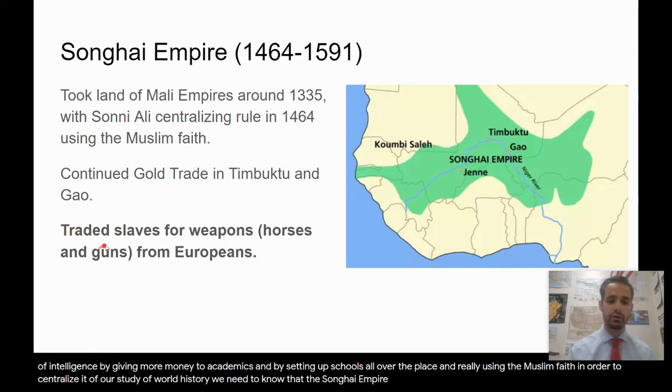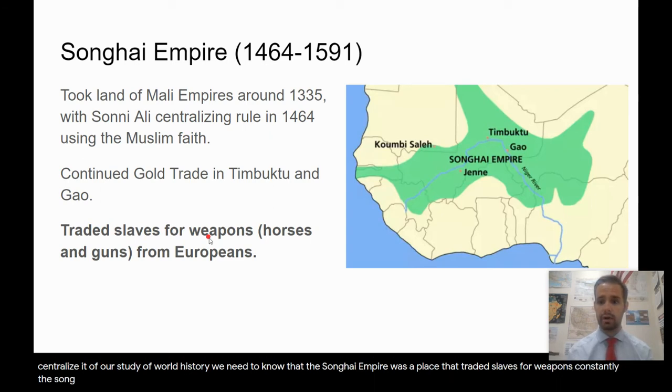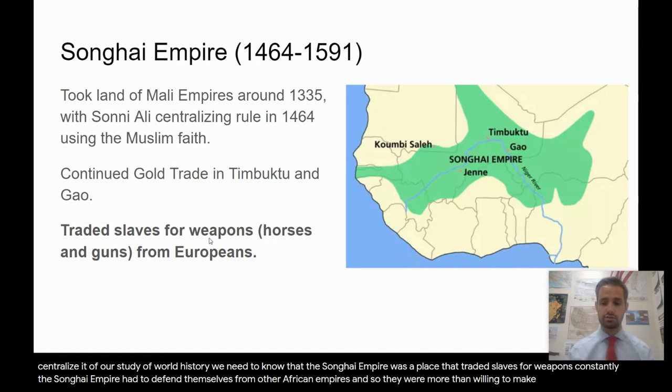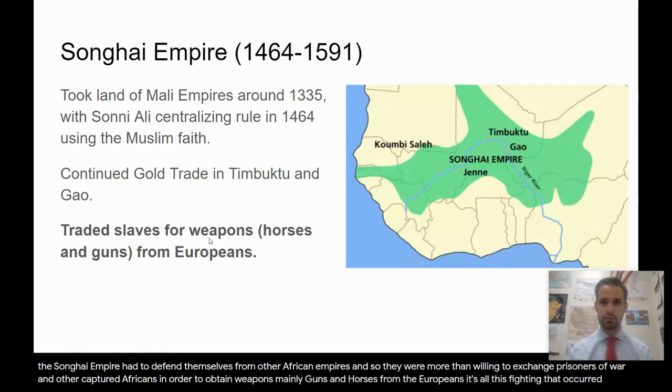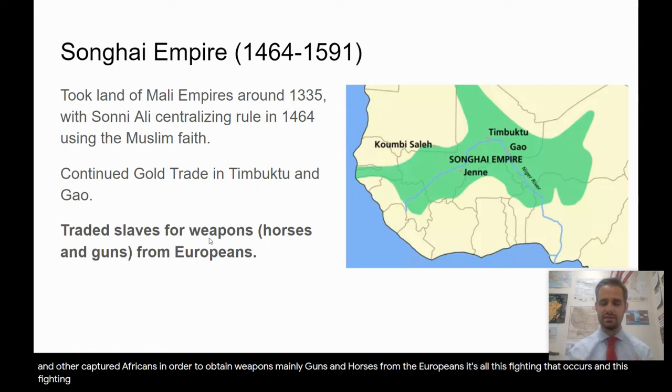For this particular portion of our study of world history, we need to know that the Songhai Empire was a place that traded slaves for weapons. Constantly, the Songhai Empire had to defend themselves from other African empires. And so they were more than willing to exchange prisoners of war and other captured Africans in order to obtain weapons, mainly guns and horses from the Europeans. It's all this fighting that occurs, and this fighting continues to be financed by Europeans.